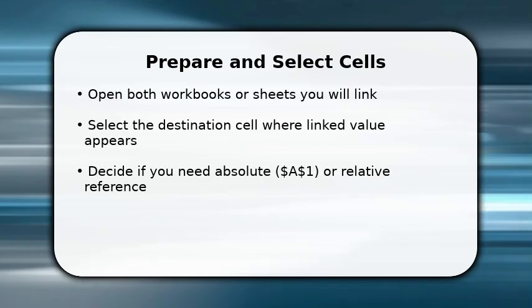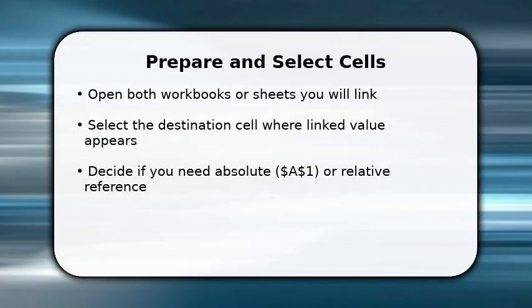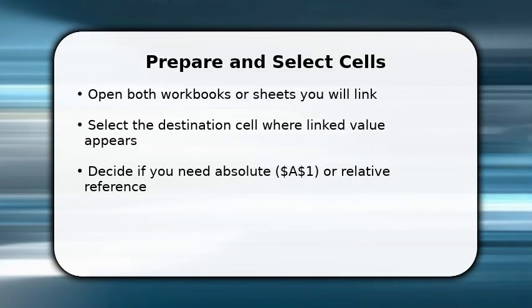Enjoy the video. You start by opening the workbook or worksheet that will receive the value. Next, click the destination cell and keep it active. This is where the linked value will display. Now switch to the source sheet and select the exact cell containing the data you want to link.